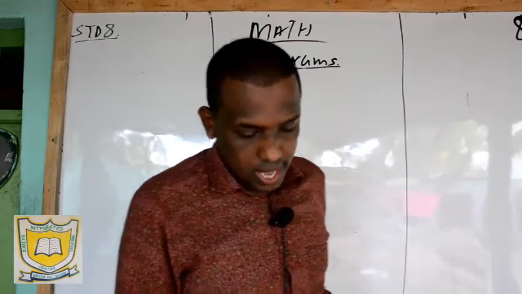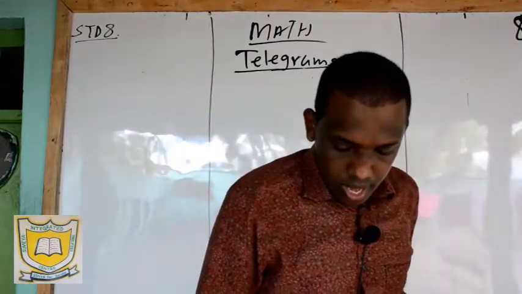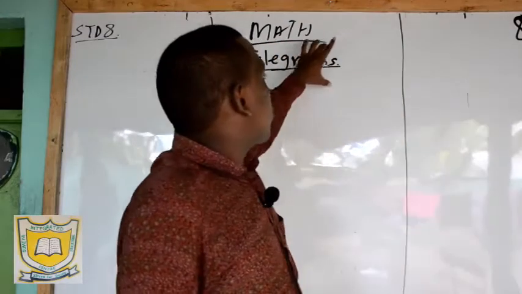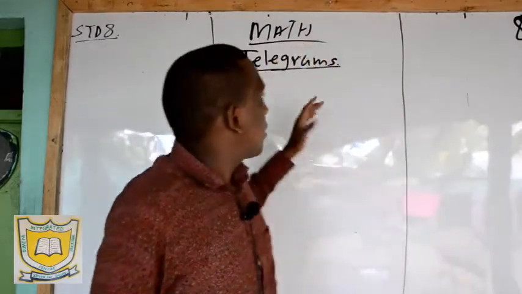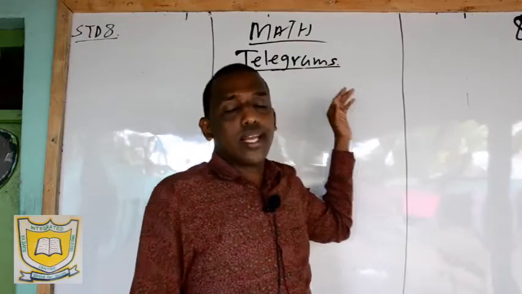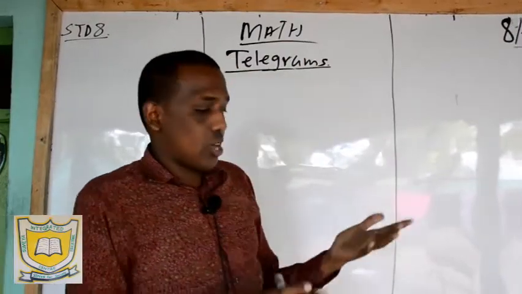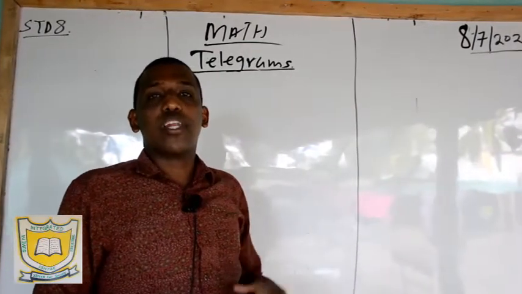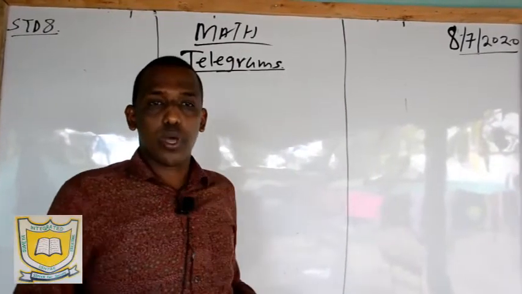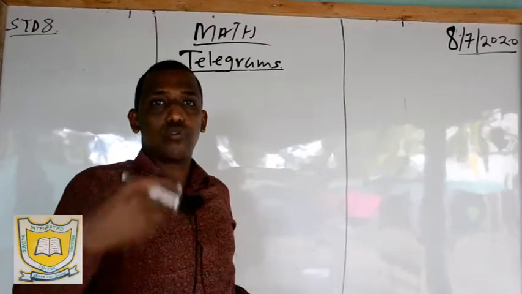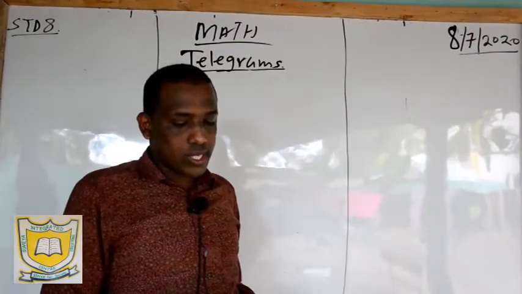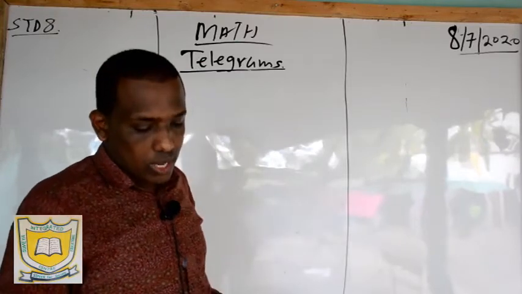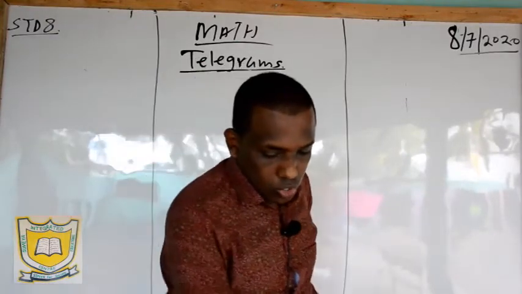So let us see here. Another very important thing I would like to tell you is that when we are dealing with telegrams, commas, full stops and abbreviations are also counted as words. So when you see a full stop somewhere, we count it as a word, and commas too.